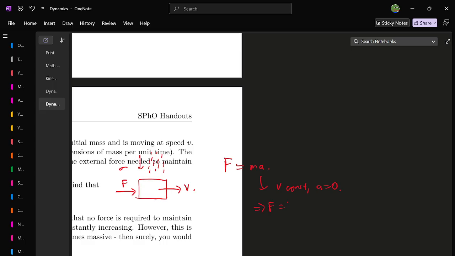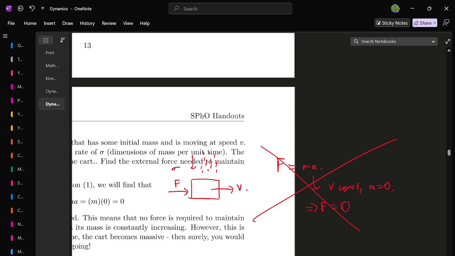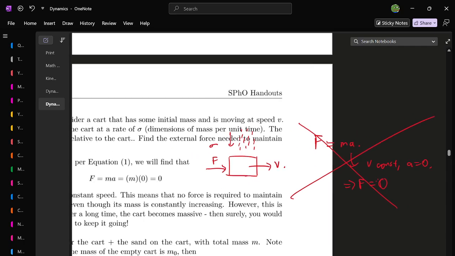Well, this is straight out wrong, because clearly you know from daily life that you can't have zero force maintaining this. As time goes to infinity, you have a lot of sand on the cart. So of course your cart will slow down. Of course you will need some force to maintain the speed. So this is blatantly wrong.